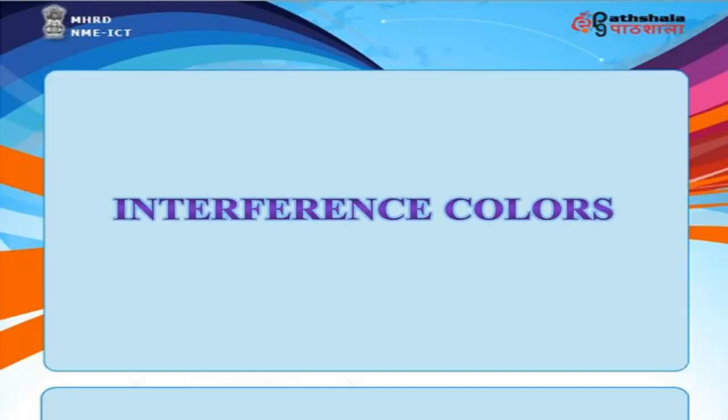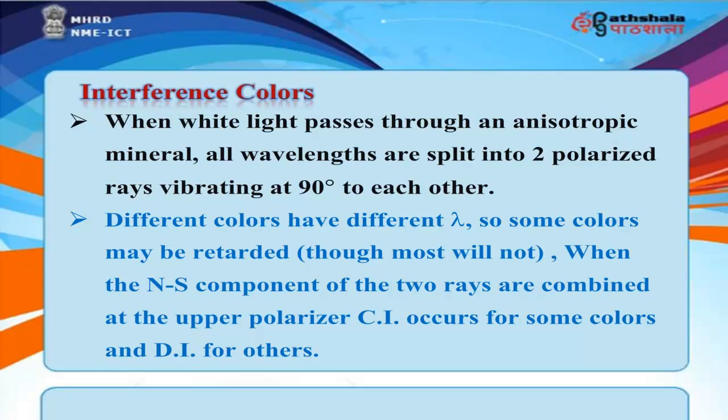Interference colors. When white light passes through an anisotropic mineral, all wavelengths are split into two polarized rays vibrating at 90 degrees to each other. Different colors have different gamma, so some colors may be retarded, though most will not. When the north-south component of the two rays are combined at the upper polarizer, convergent interference occurs for some colors and divergent interference for others.